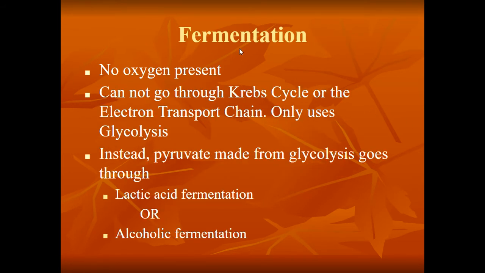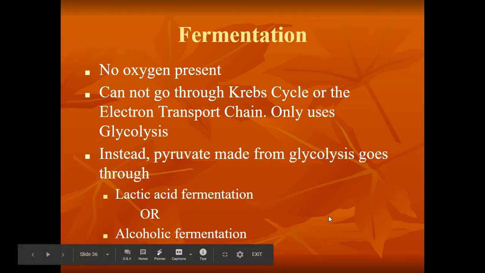all right, then we have fermentation. For fermentation, we do not need oxygen to be present. We cannot go through the Krebs cycle or the electron transport chain, because if you remember, we need oxygen to be present for those two stages to happen. So we don't go through those. We do go through stage 1, though, through glycolysis. Okay? So the pyruvate made from glycolysis goes through either lactic acid fermentation or alcoholic fermentation.